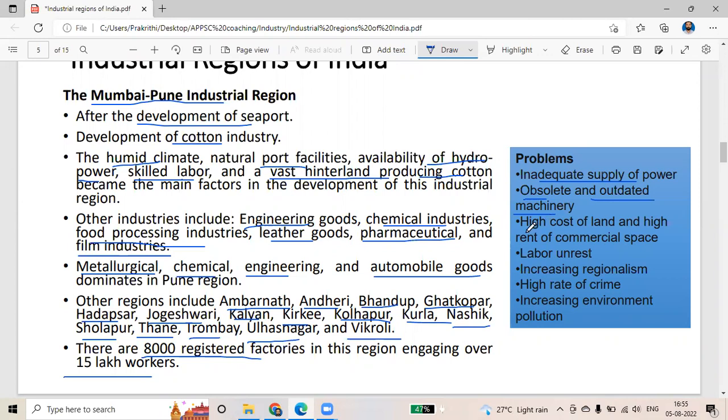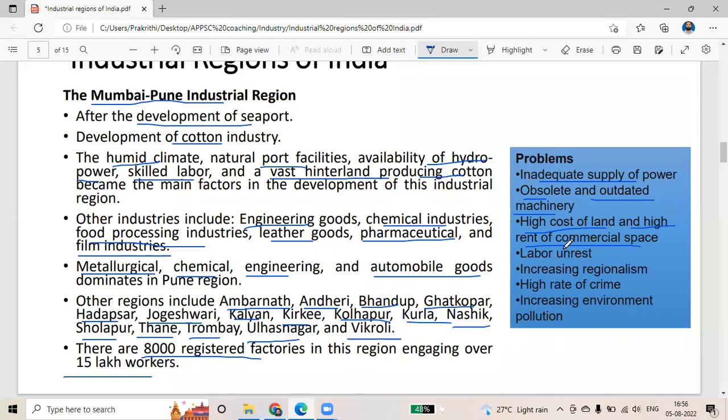Then high cost of land and high rent of commercial spaces. Land density ज्यादा हुआ है, population इतना है, so demand for land is very high, more than what we expect. So land को buy करना बहुत मुश्किल है, खरीदना मुश्किल है. So as an entrepreneur, if somebody tries to purchase it, it is of high cost. Or if somebody tries to rent it, rent में देगा, फिर भी the rent is very high.